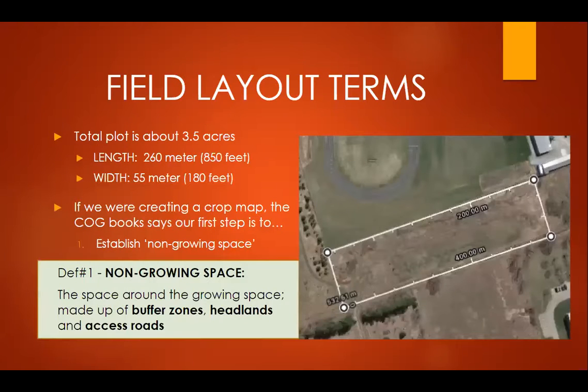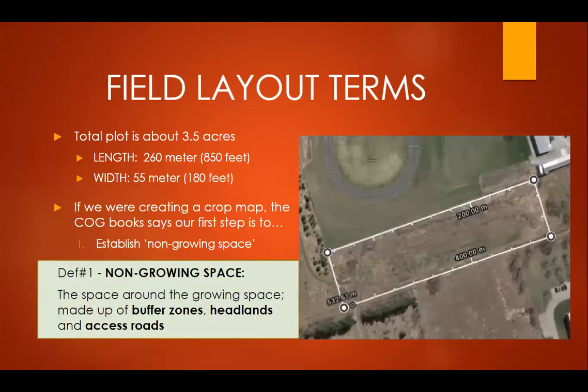Okay, so as I mentioned, the Smith Field is about 3.5 acres. You're looking at 850 feet by 180 feet. I generally work better in feet than in meters, so I usually talk in feet. If you were following along with that Canadian Organic Grower book, the first step it'll tell you to do is to establish non-growing space around your chosen garden area.